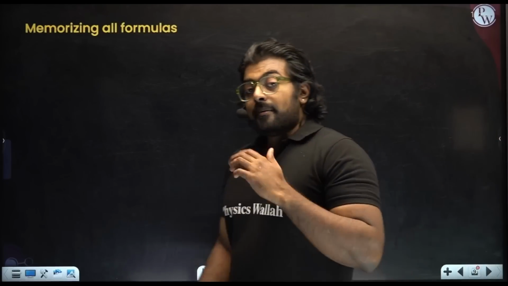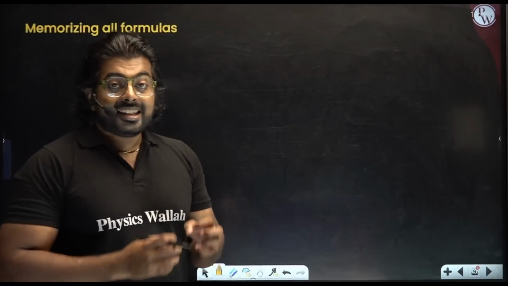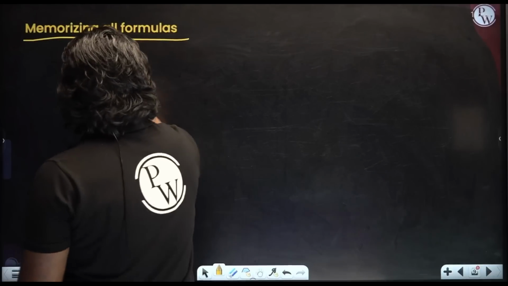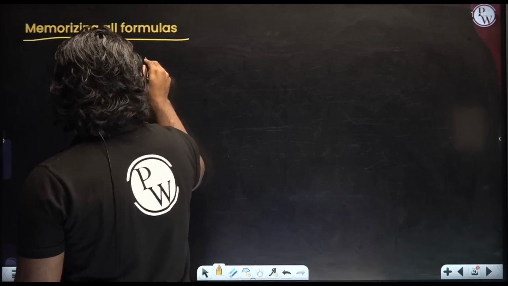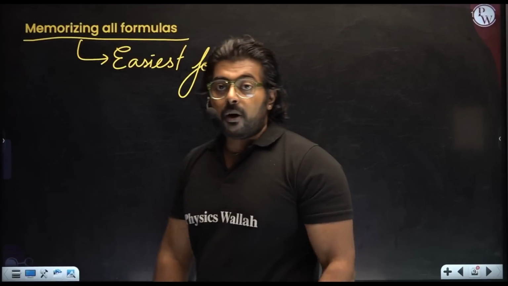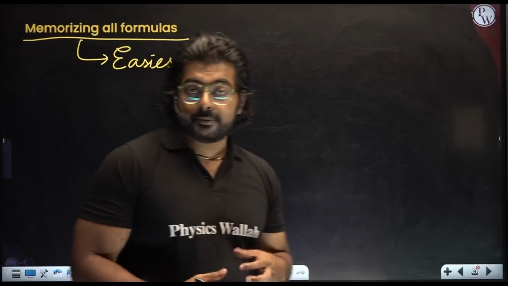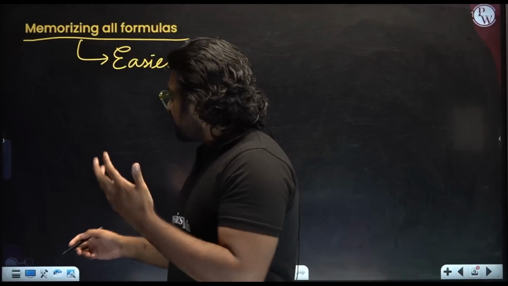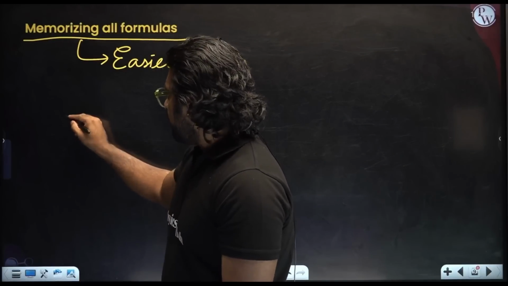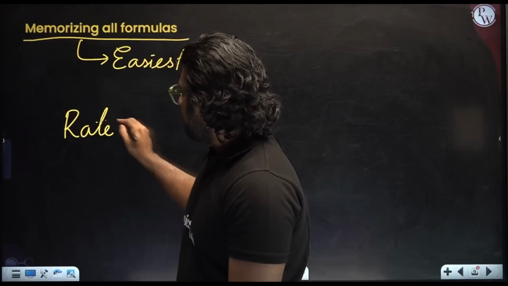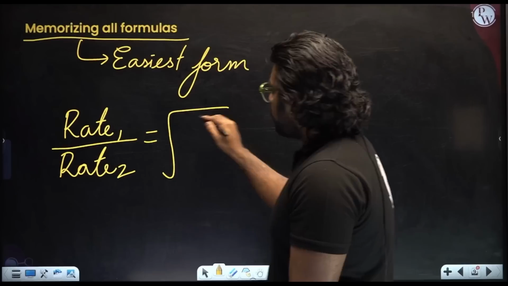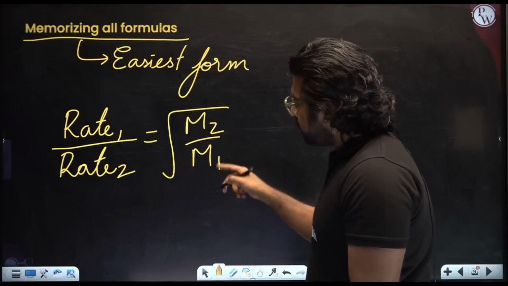The next step is to memorize all the formulas and to remember them in their easiest form. Memorizing the formula is important, and remembering the easiest form of the formula is also very important. For example, let me show you some examples that I remember. There is something called Graham's law of diffusion, where you have rate 1 divided by rate 2 equal to under root of m2 by m1. This is the formula that is there.